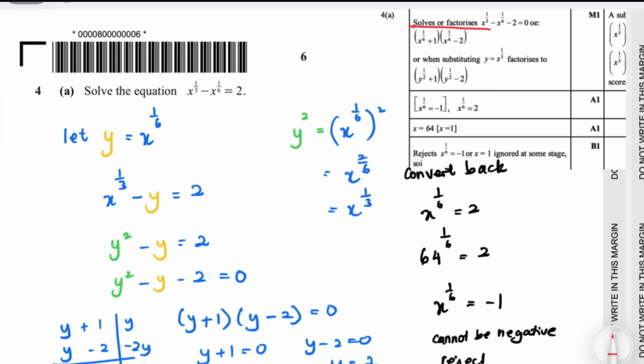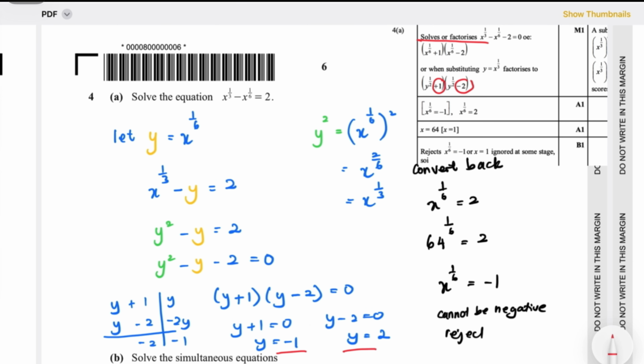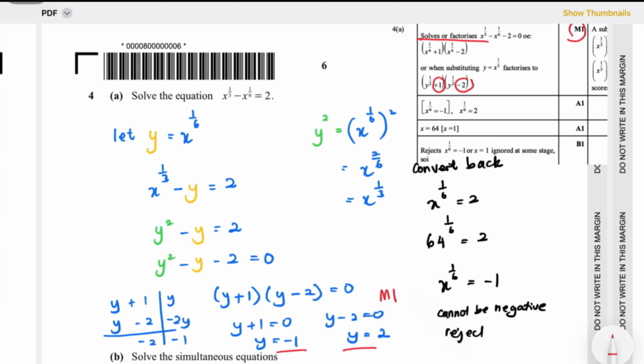Let's bring in the marking scheme. If we manage to solve for the equation, y equal to negative 1 and 2, which is over here, that's going to give us method 1 mark. Moving forward, when we substitute our value of negative 1 and 2, that is a 1 mark. When we write our final answer as x equal to 64, here I did not write it, so no marks for that one line. I wrote the rejected answer, that's B1 mark. So for this question, my total mark would be 3 out of 4.